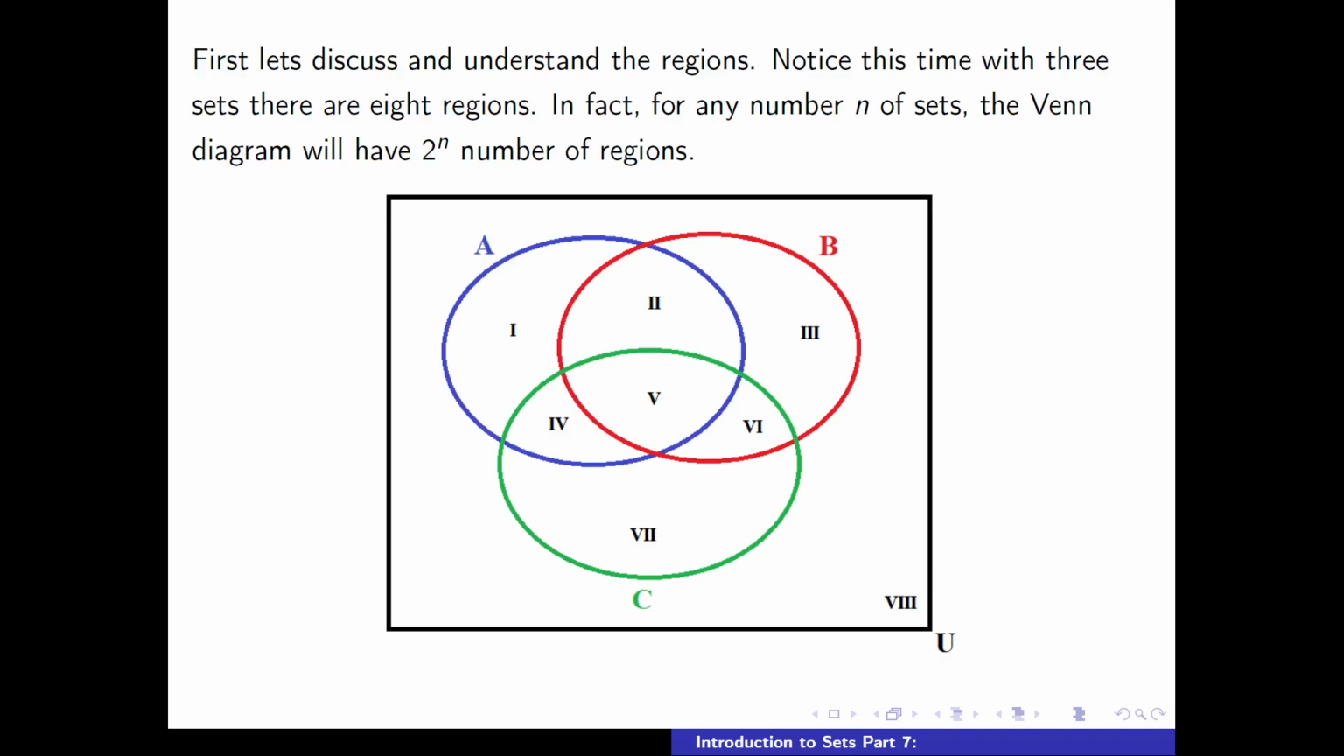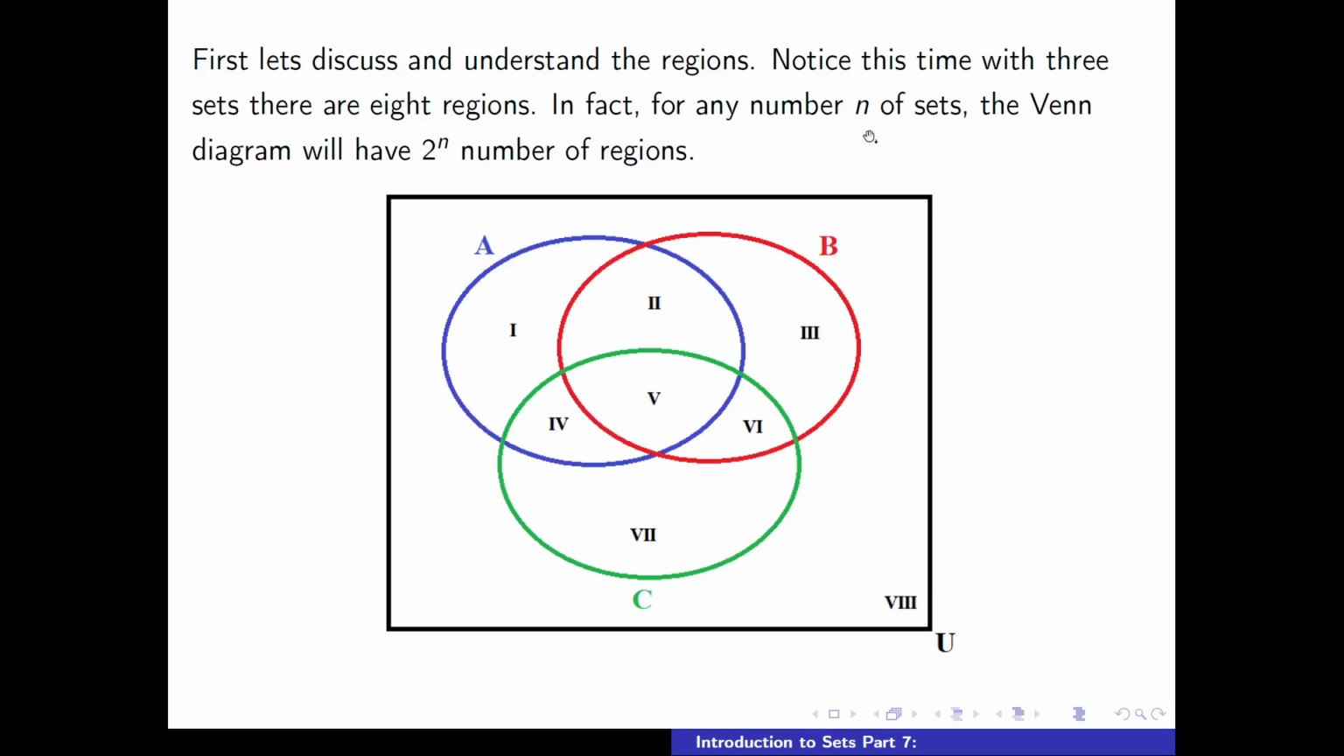Okay, so this is what a 3-set Venn diagram looks like. We have our sets A, B, and C here. And we notice this time there's 8 regions, right? So there's 1, 2, 3, 4, 5, 6, 7, and 8. With the 2-set Venn diagrams that we did in a previous video, we had 4. In this one we have 8.